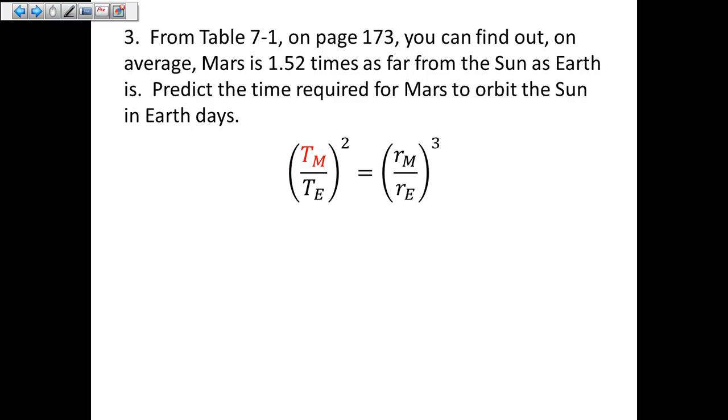Now, number 3, from table 7.1 on page 173, you can find out on average Mars is 1.52 times as far from the Sun as Earth is. So an orbit and a half, if you want to.